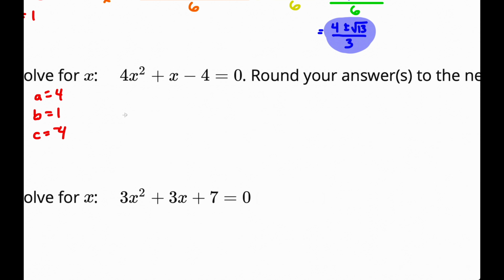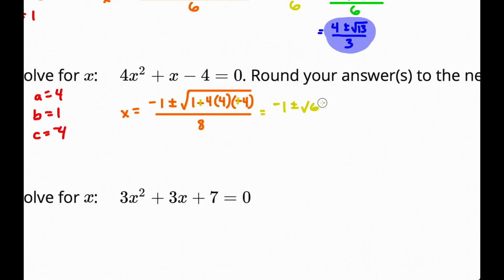Okay, using quadratic formula, it's going to be x is equal to -b, so -1, plus or minus the square root of b squared, which is 1, minus 4ac, which is 4 times 4 times -4. And then this is all divided by 2a, which is just going to be 8. Okay, this minus and minus become a plus, and then you end up with -1 plus or minus the square root of 1 plus 4 times 4 times 4, which is 64, plus 1 is 65. So I'm going to put a 65 in here, and this is all divided by 8.